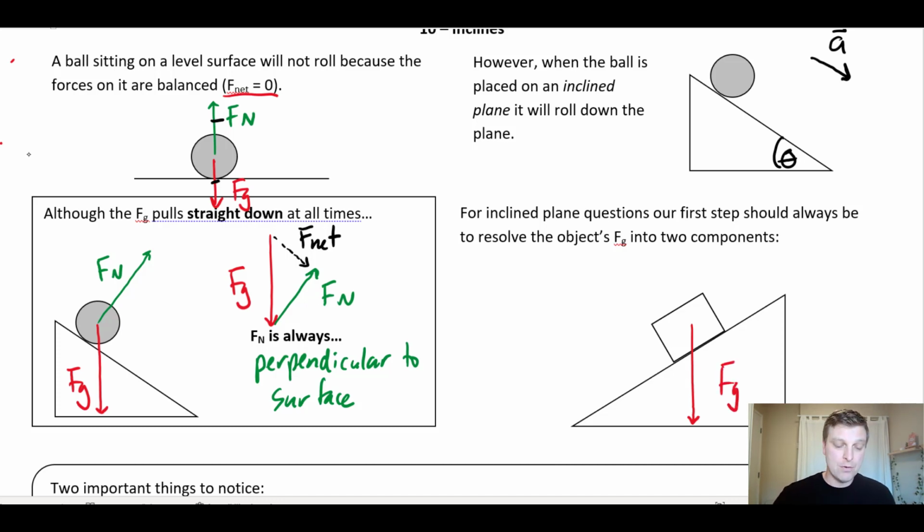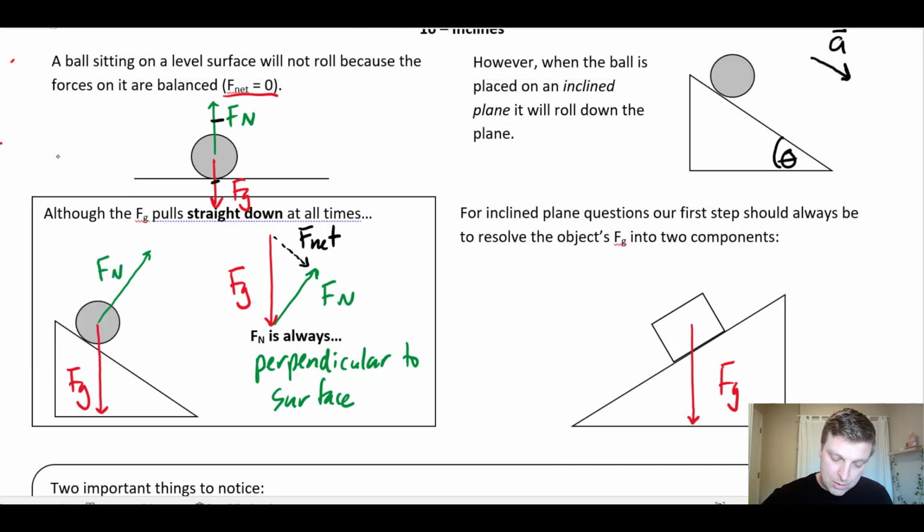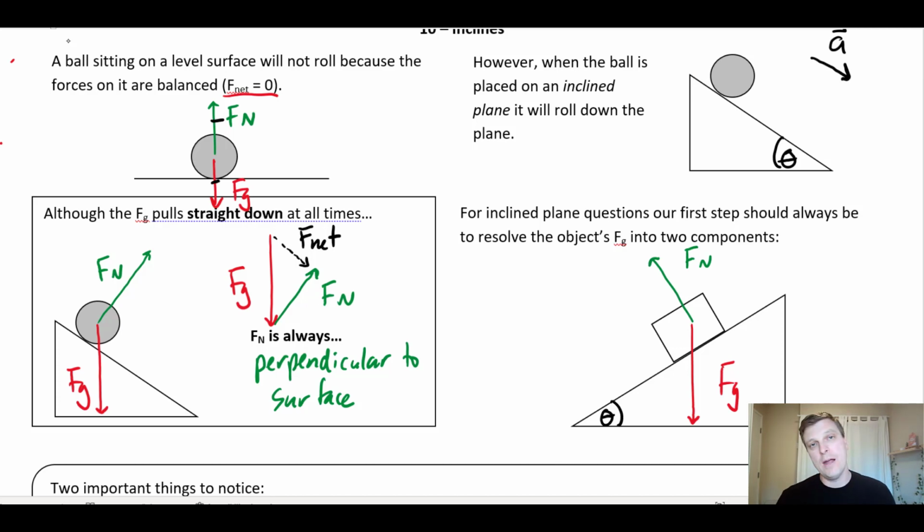So there's my force of gravity. And then I know that my normal force is, again, perpendicular to the surface, so it's kind of off in this direction right here. And then my ramp has a certain angle to it there, call it theta. So what we're going to do is resolve the force of gravity into components.